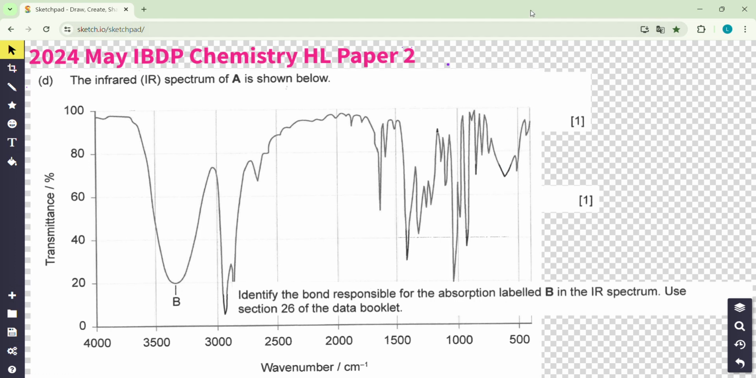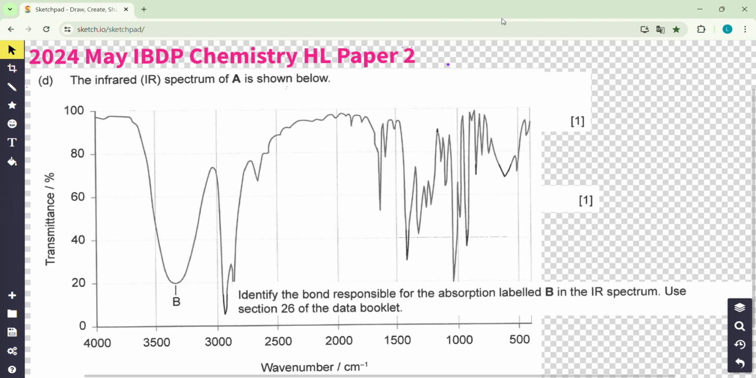We continue our journey on question 1, 1D. You have an IR spectrum, and then it's very simple. Identify the bond responsible for the absorption labeled B. Just look it up from the data booklet. Pause for a while, look at the 2016 data booklet and find it.